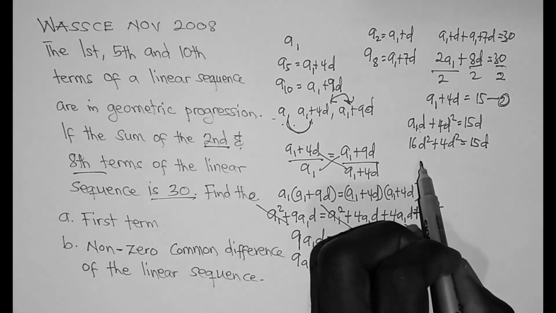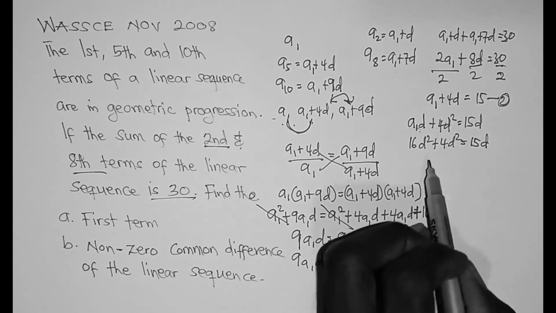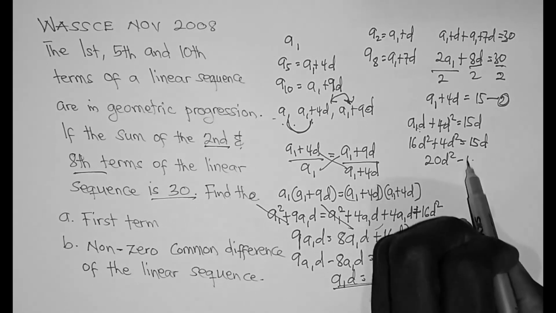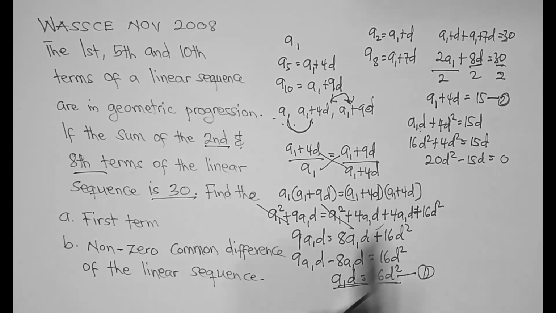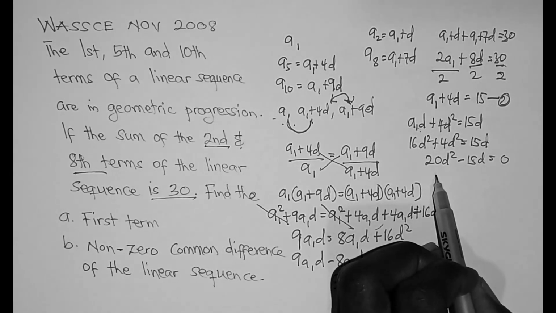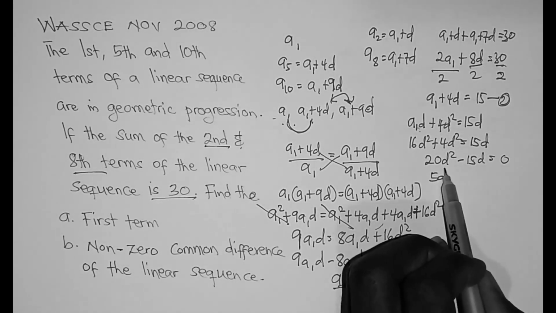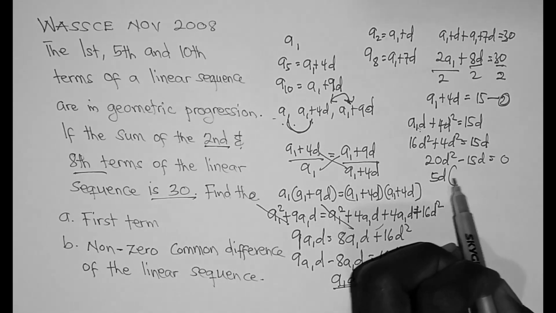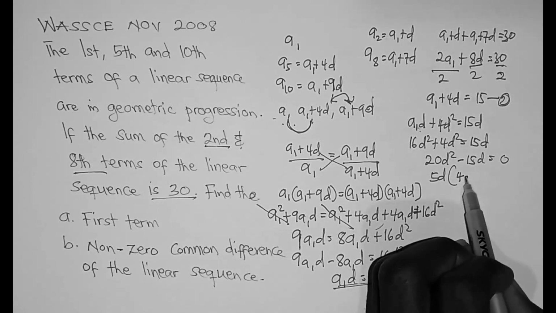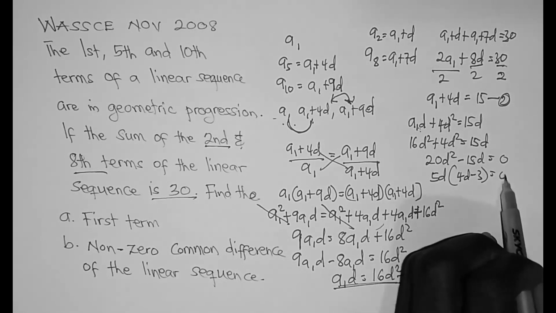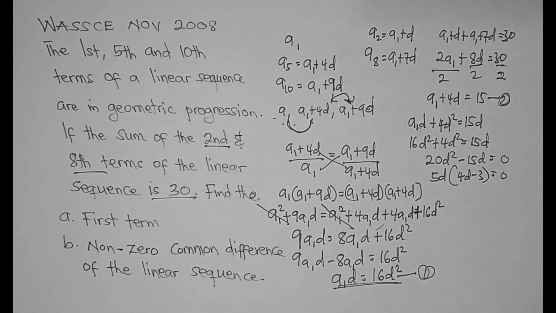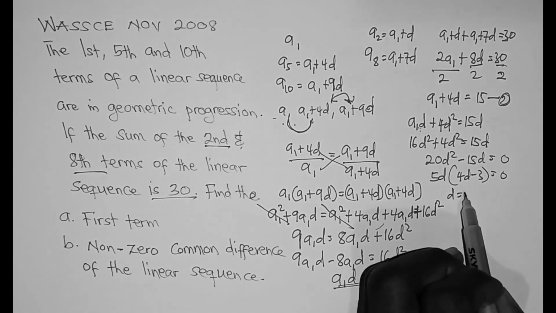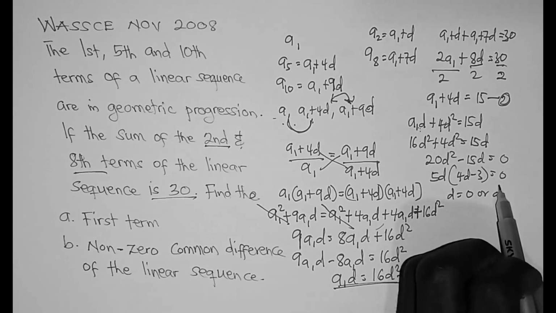So 16D squared plus 4D squared equals 20D squared, then minus 15D equals 0. So let's factorize 5d out. If we factorize 5d out, we are left with 4d minus 3 equals 0. So there are two values. It's either d is equal to 0 or d is equal to 3/4.